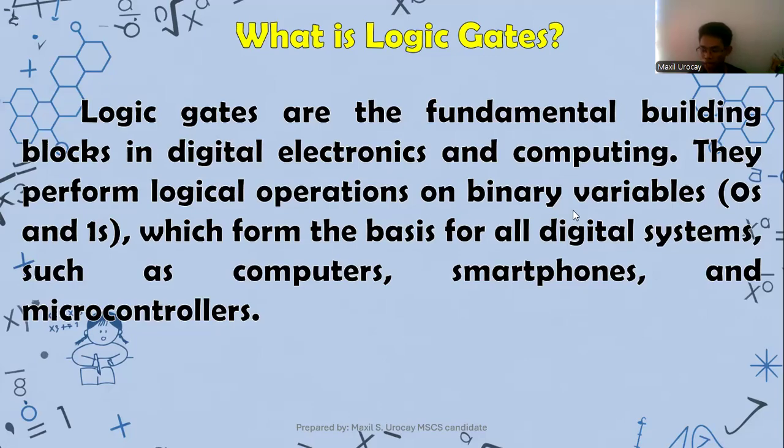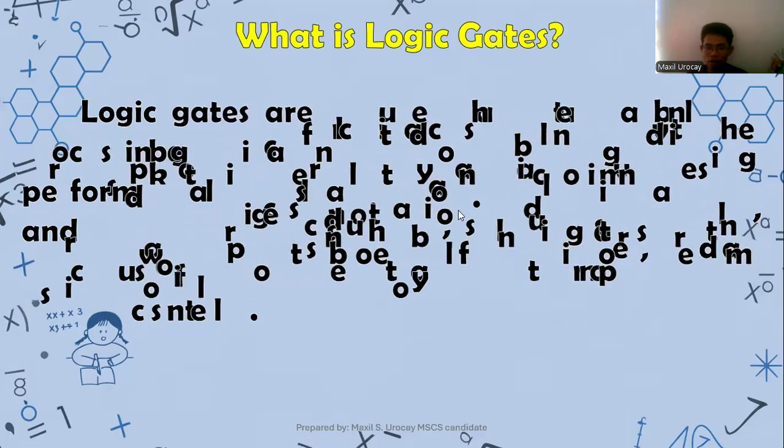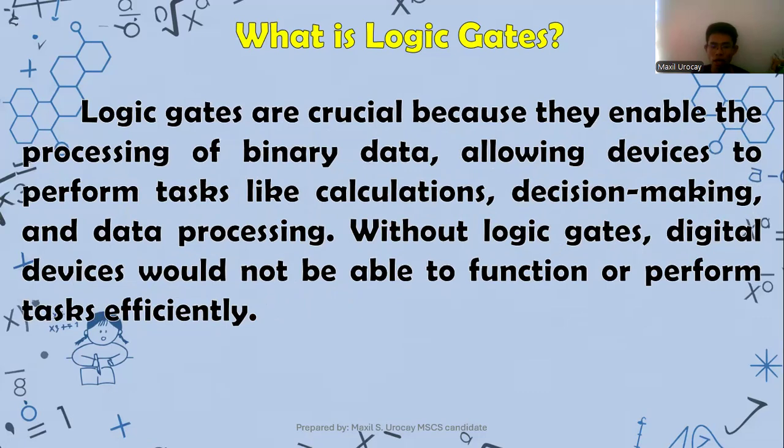And logic gates, class, are very important, as I have mentioned, because they allow devices to process binary data. And you know what? They enable computers to perform calculations, make decisions, and process information efficiently. So simply put, without logic gates, modern digital systems would not exist, right?